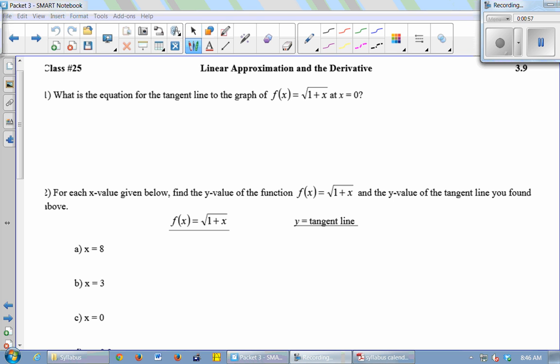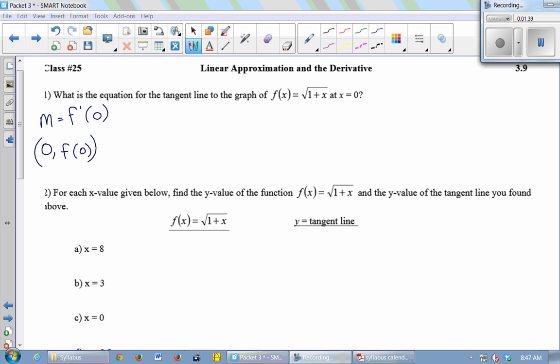To find the equation of a tangent line, the equation of any line, you need the slope and you need a point on the line. The slope we get by using the derivative, and the point we get by... I have one coordinate. How do I get the y coordinate of a point on the line? Plug it into f, yeah. So I need a slope, and that's going to be my derivative at the x value of interest. And I need a point, 0, comma, f of 0 will be my point.